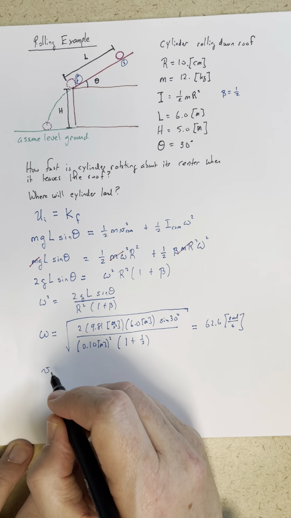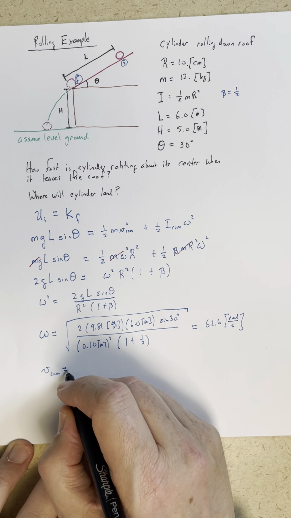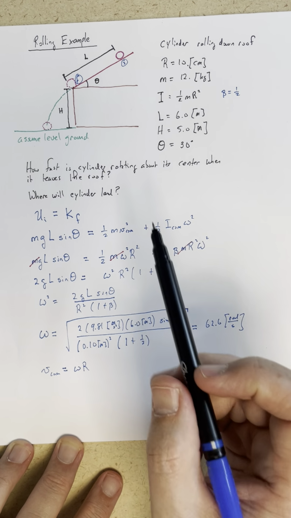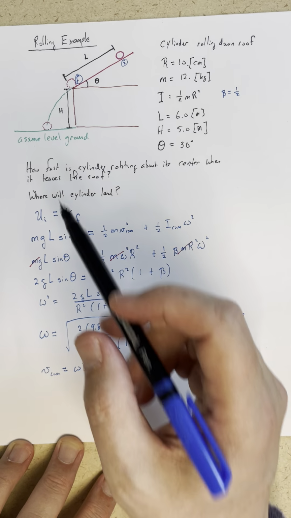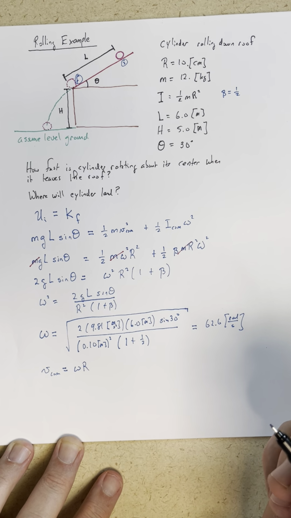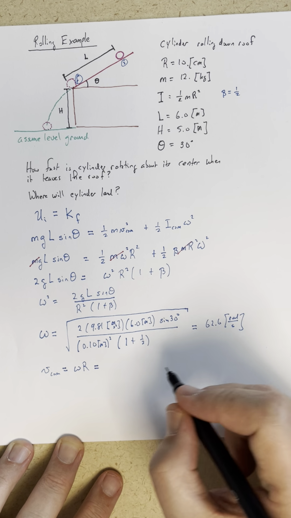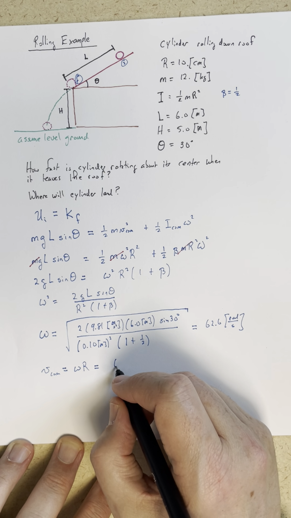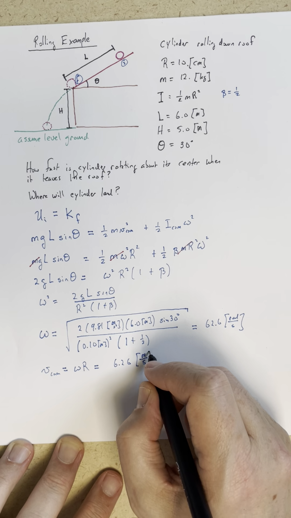And then the final speed we can get once we know omega, and we'll need that to answer the second part. Where is the cylinder going to land? It's a projectile motion problem with a known initial velocity with x and y components. So omega times r, just shift the decimal point, 6.26 meters per second.